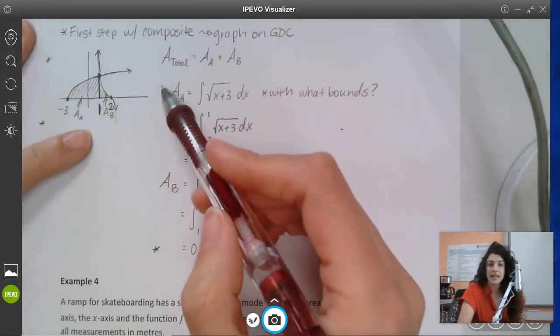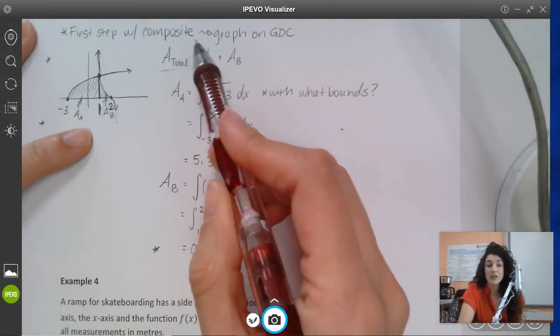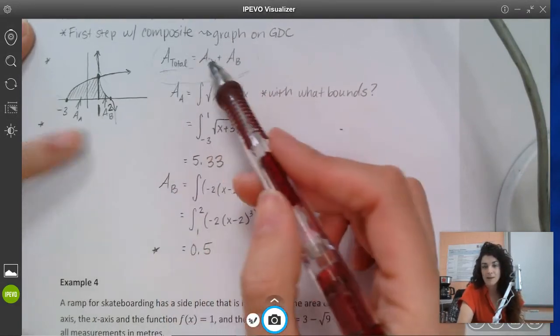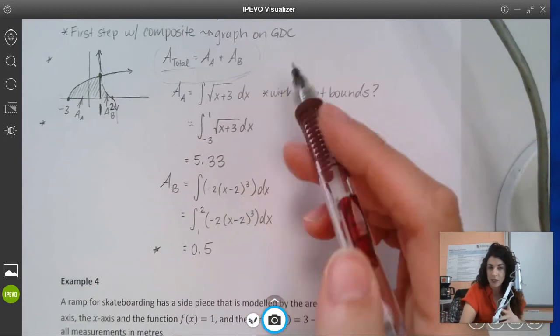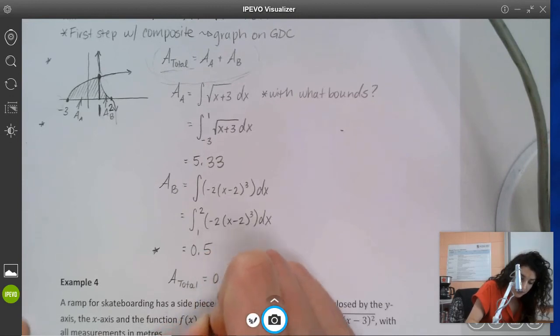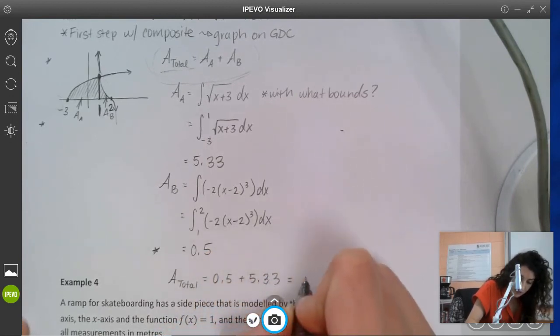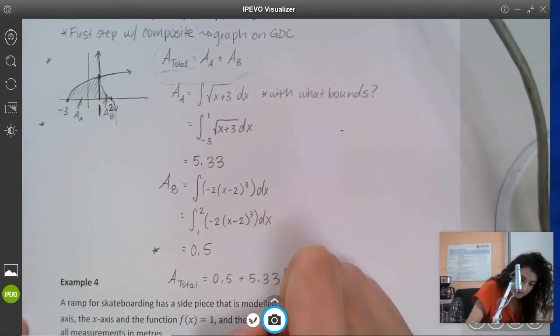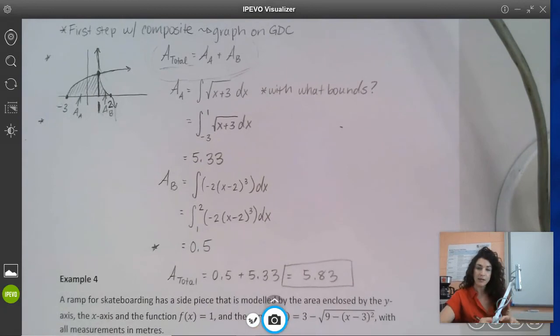Adding those two guys together, because that's our final goal. I know it feels really weird to write this at the top, but it's a really good reminder to be like, oh, that's right, I need to add these two areas before I'm done. So the total area is then equal to 0.5 plus 5.33, which is equal to 5.83. And that is your answer for example 3.